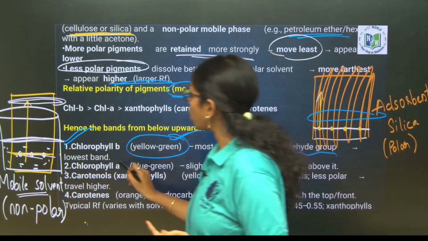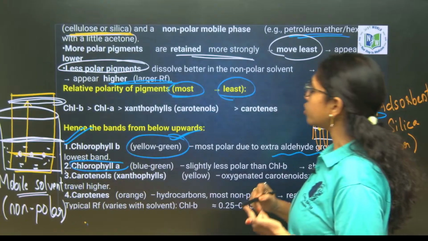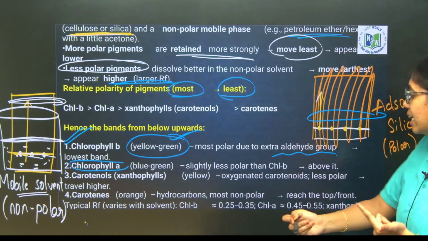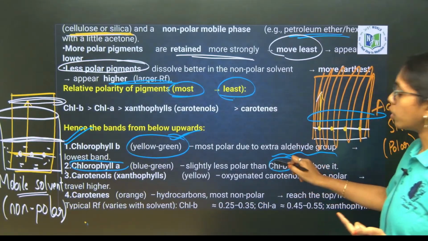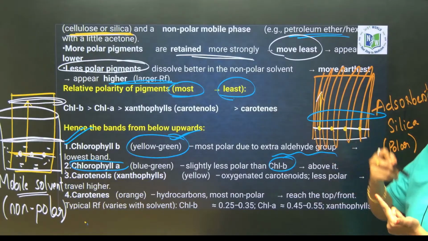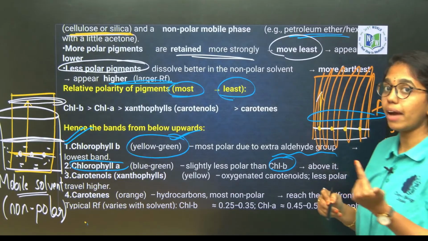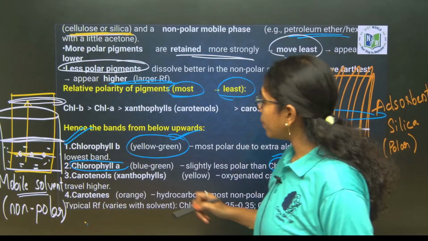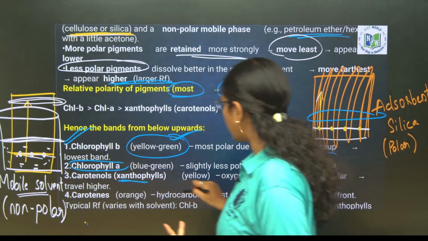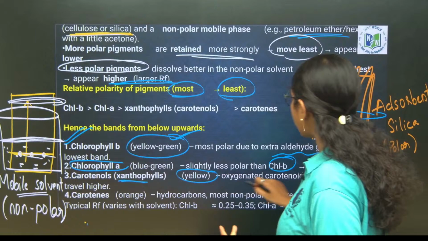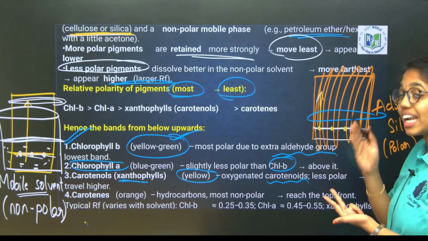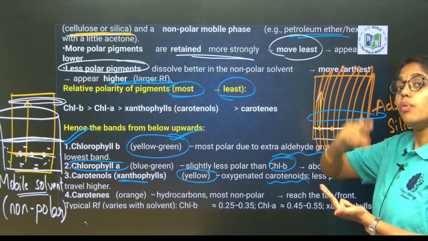Second is what? Chlorophyll A. Chlorophyll A is blue green in color. This is slightly less polar when compared to chlorophyll B. So the next band that we are seeing is chlorophyll A after chlorophyll B. Third pigment is carotenols, which are xanthophylls. These are yellow in color. These are oxygenated carotenoids which are less polar, so they travel more height.